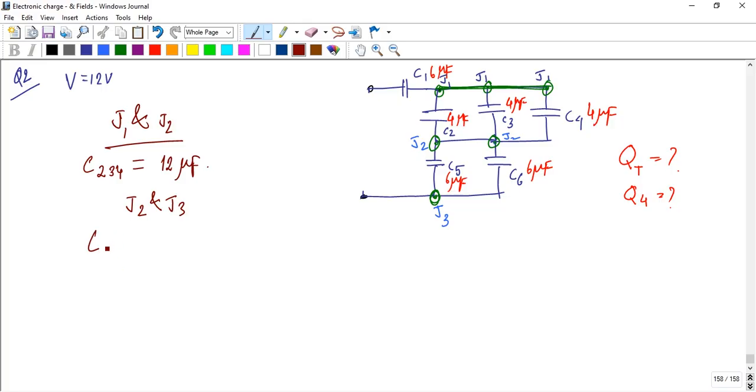So C5 and C6 obviously are parallel, so these must be added. So 6 plus 6 also gives you 12 microfarad.